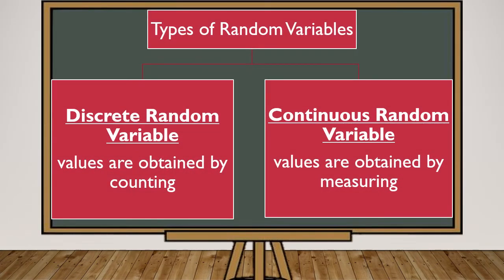So we have two types of random variables. The first is discrete random variable and the second is continuous random variable. Discrete random variable is when the values are obtained by counting. So just remember the word counting to immediately remember what is discrete. Discrete is obtained by counting, so it is countable, while continuous is obtained by measuring. So you cannot count it, but instead you are measuring it.